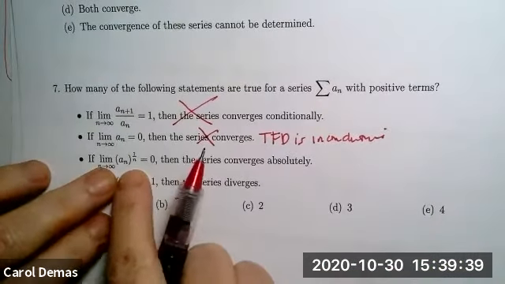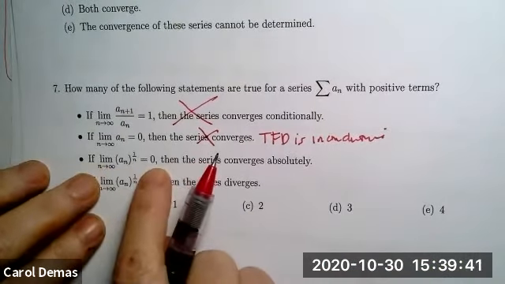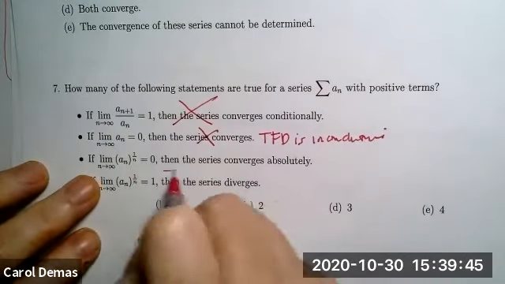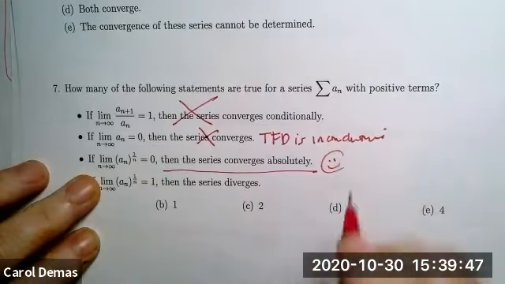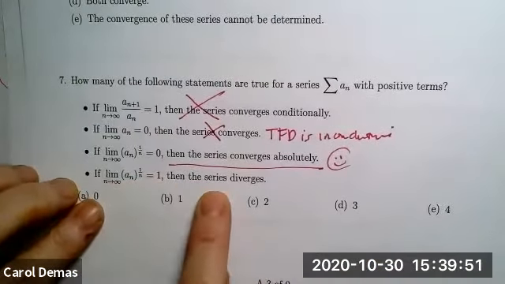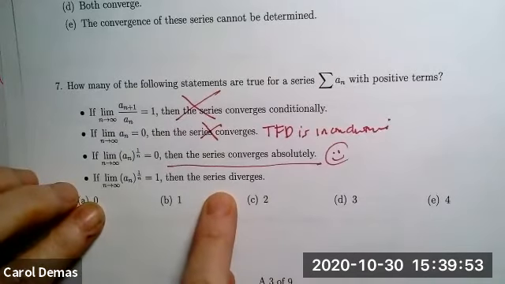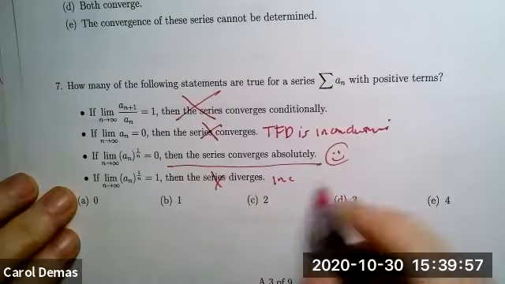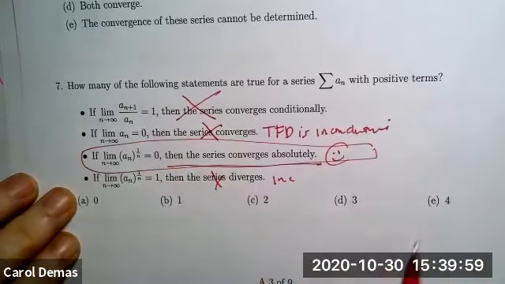Okay, what about the root test? If the root test gives us a 0 in the limit, that's true, this is absolutely true. What about this one? If the root test gives us a 0, does that tell us divergence? No, that's inconclusive. So the only one that's true is this one.